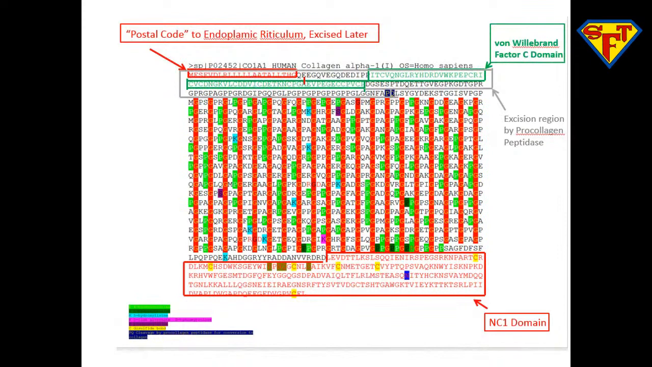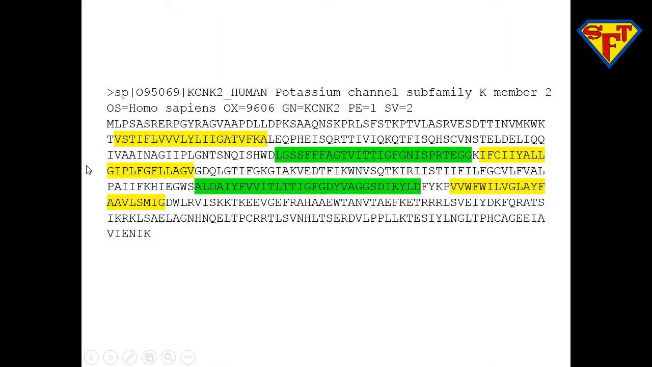That's the localization signal. And we have a transmembrane protein that has localization signals here, highlighted in yellow. And I'm going to show how that is processed and incorporated into the cell membrane. This is a potassium channel.